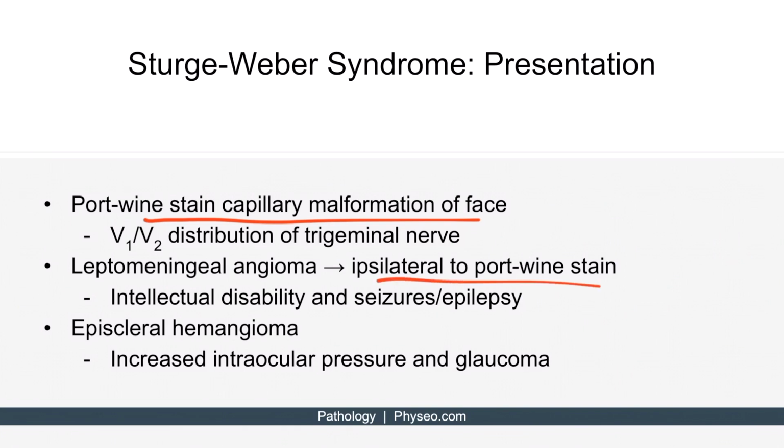A leptomeningeal angioma is a venous angioma of the leptomeninges, which are the two innermost meningeal layers, the arachnoid and pia mater. This often leads to intellectual disability, seizures, and epilepsy. The last major feature of this disorder are episcleral hemangiomas, causing increased intraocular pressure, leading to early onset glaucoma. Episcleral hemangiomas are simply hemangiomas overlying the sclera, or the white part of the eye.